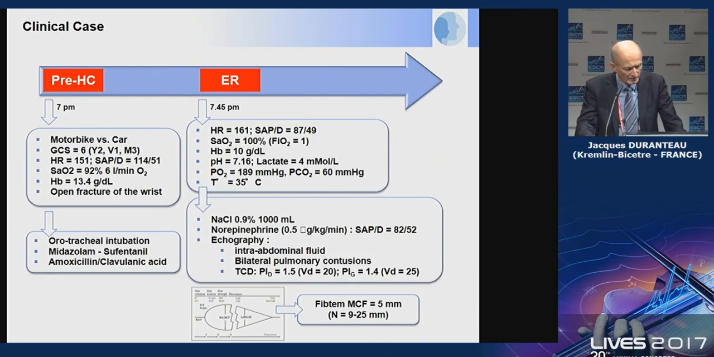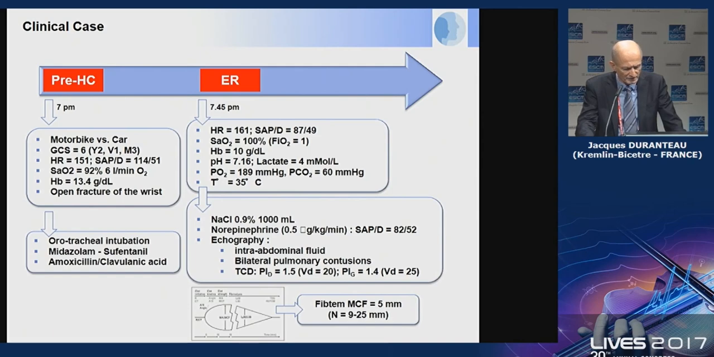During the pre-hospital phase, the hemoglobin is equal to 13, and obviously there is an open fracture of the wrist. The pre-hospital team decided to intubate the patient and to start a sedation, and they also gave antibiotic to this patient.